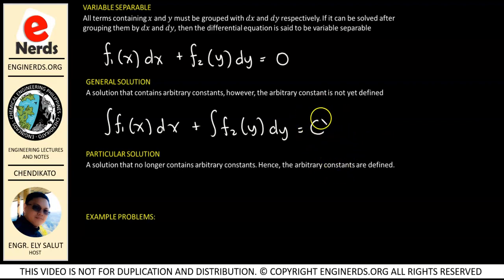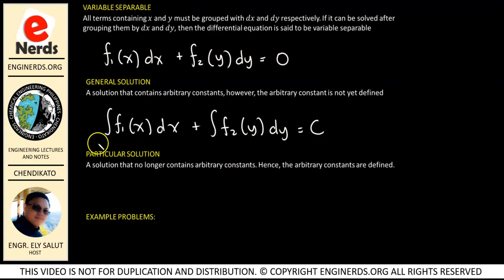Sometimes makikita ninyo yung arbitrary constant natin dito after solving for our differential equation will be ln c. No? So, it can be expressed in a different way at makikita ninyo yan mamaya sa ating mga solutions. Okay, so dito meron tayong arbitrary constant.